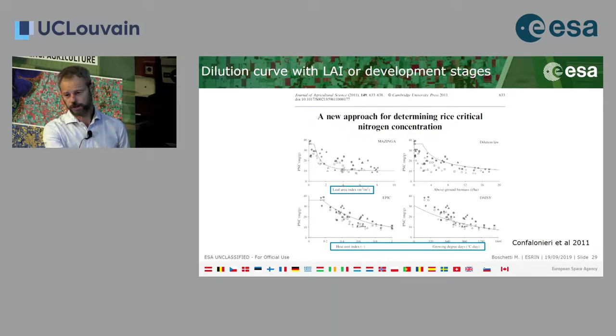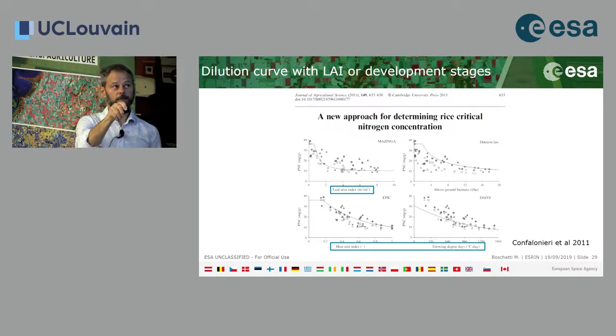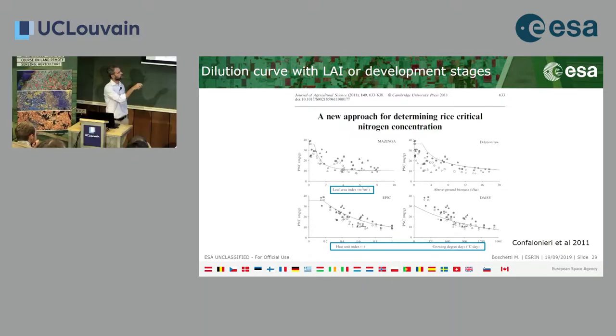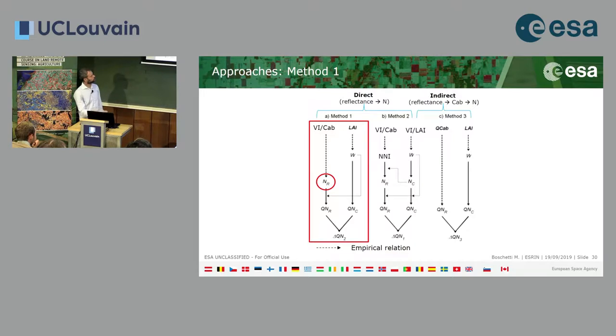But there are other approaches that have been developed directly with leaf area index or with growing degree days. It means that you can relate not with the biomass, but just with the season that is going on, with the development of the crop, or with the leaf area index. That is why we are very interested in that, because from a remote sensing point of view, it is a parameter we can estimate directly. So we don't have to go indirectly through the above ground biomass. So we are happy to also have dilution curves that use leaf area index and plant nitrogen concentration. OK, so let's go to the first part.